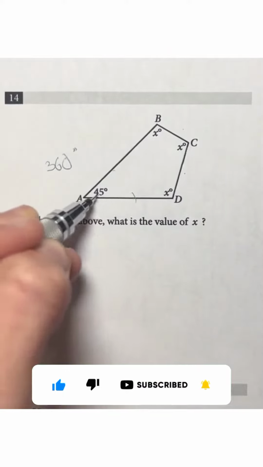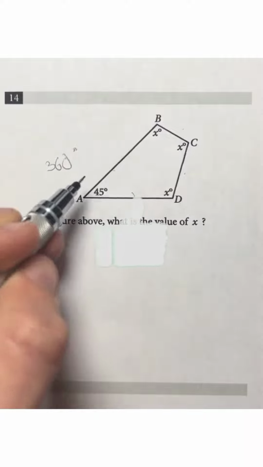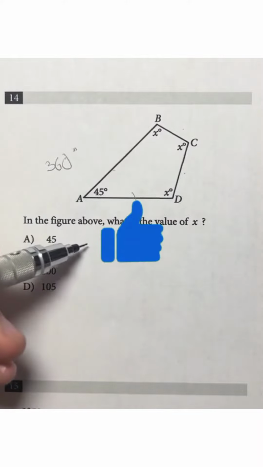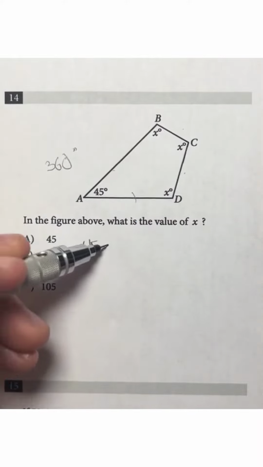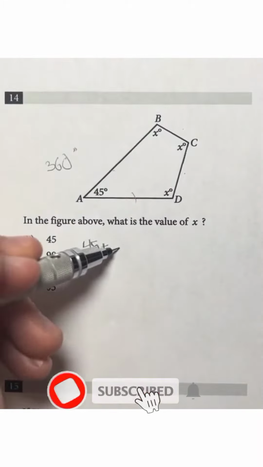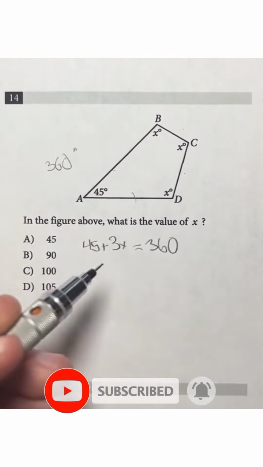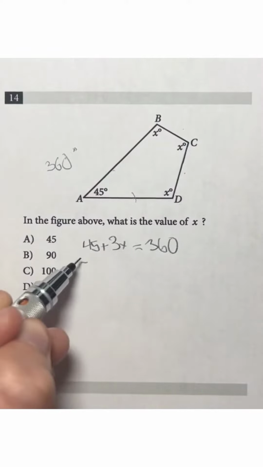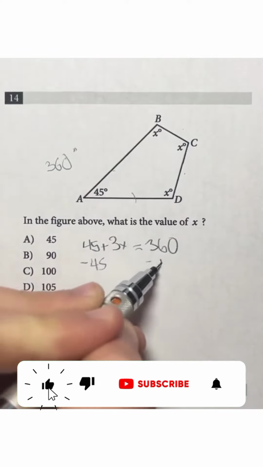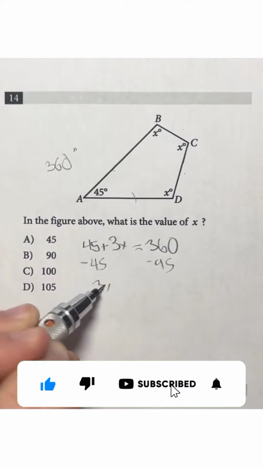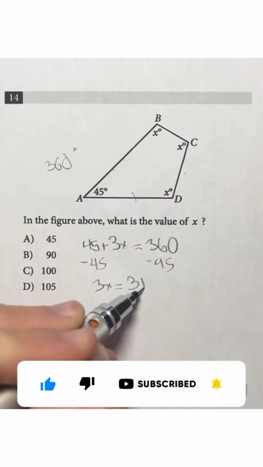So that means 45 plus x plus x plus x is equal to 360. So you can write that in an equation. So we have 45 plus, there's 3 x's, plus 3x is equal to 360. And then we just solve for x. So we can subtract 45 from each side, and we get 3x is equal to 315.